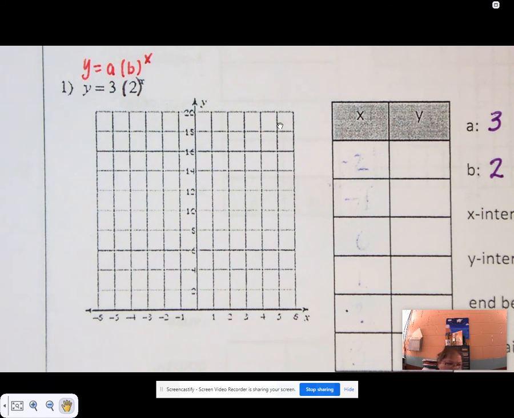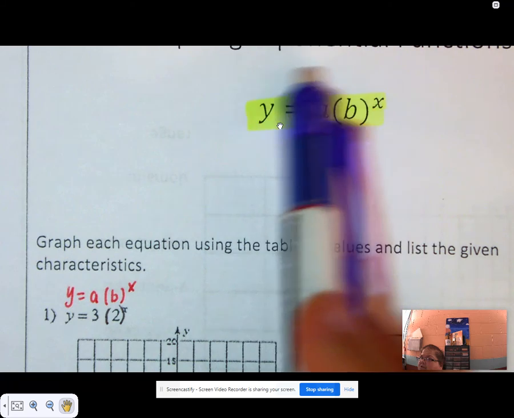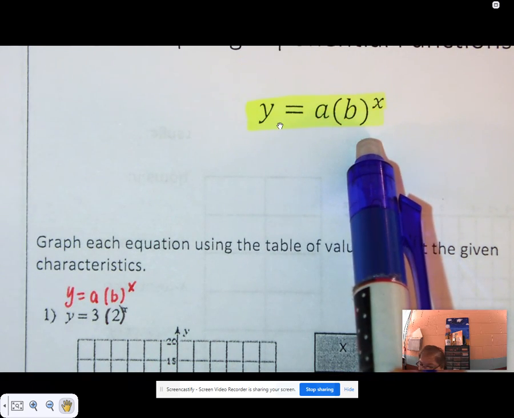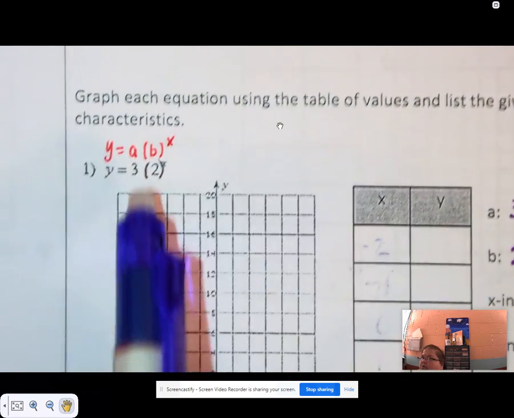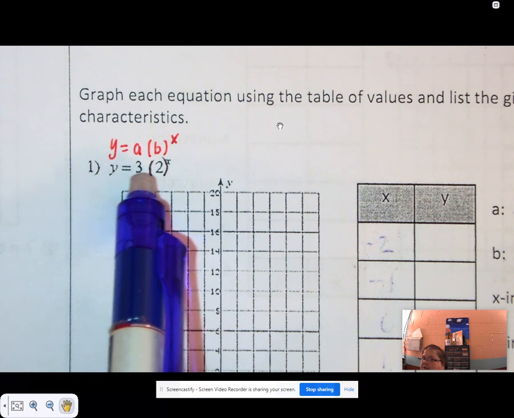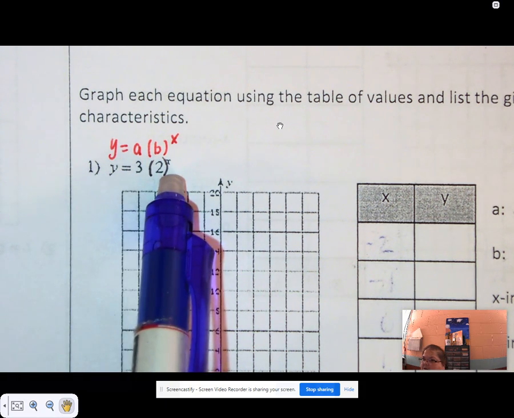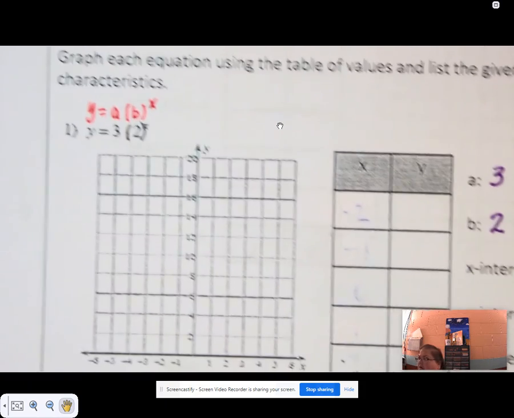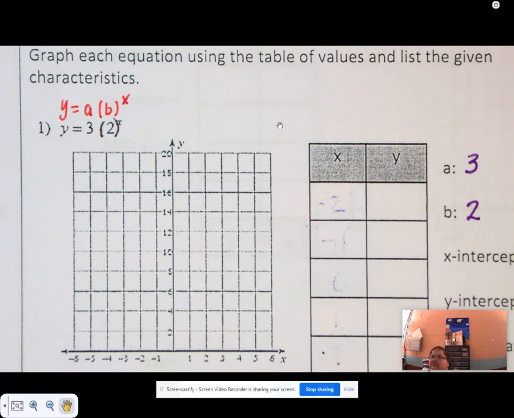Okay, ignore that sound. So again, here's my equation I'm working from. Here's my problem: y equals 3 times 2, and I put the parentheses there. It's not like the multiplication dot. My a is 3, my b is 2.